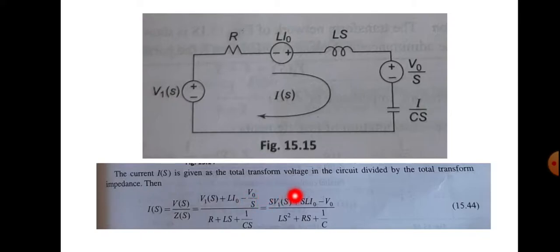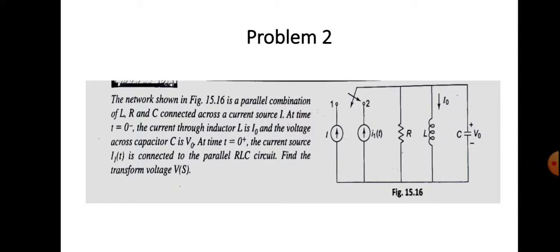So we can rearrange this equation and we will get the form as s times V1(s) plus s times Li0 minus V0, divided by s times R plus L times s squared plus 1/C. So this is the transformed value of the current I(s). Next we will do another problem.